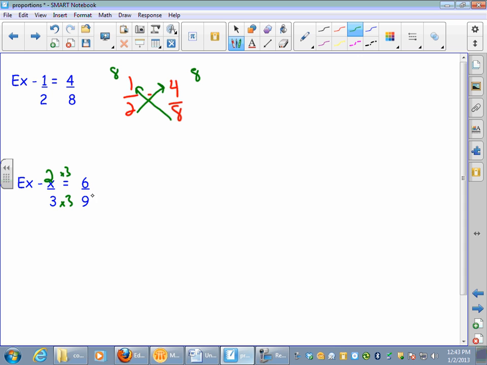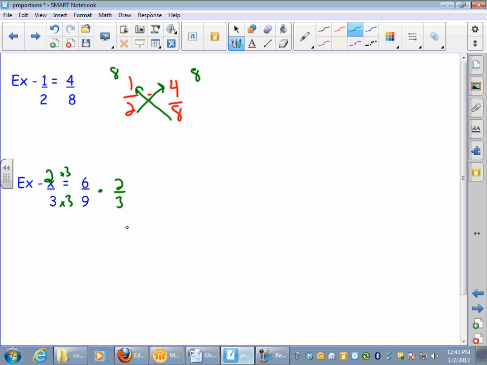Or I could reduce 6 over 9. And if I reduce that, 3 goes into both of them. 3 goes into 9 3 times. 3 goes into 6 twice. So if it's something over 3, it must be 2 over 3.